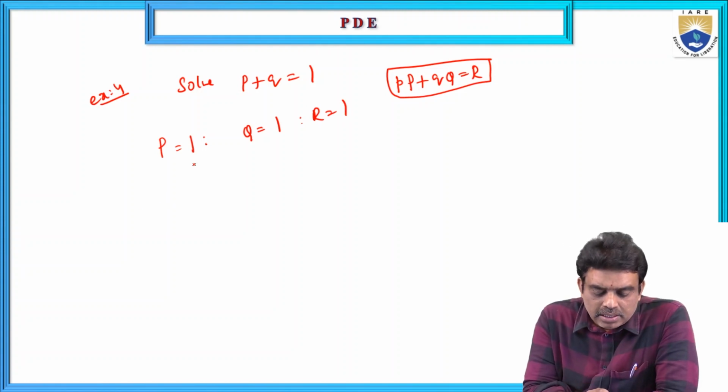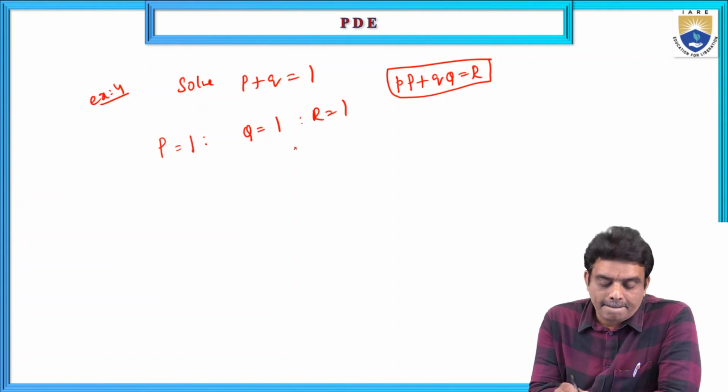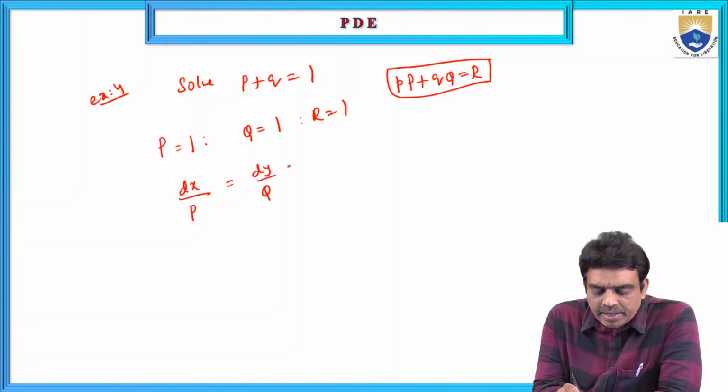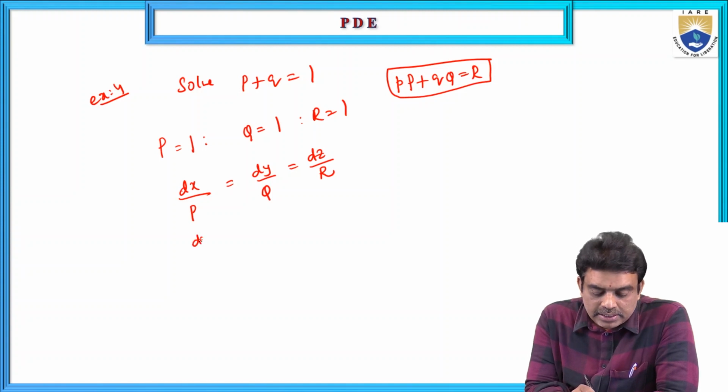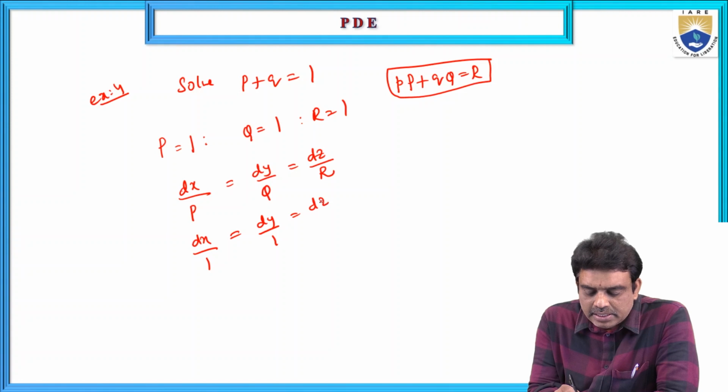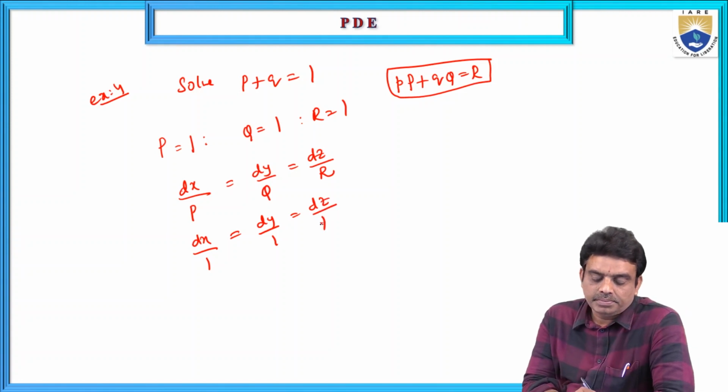Then what are the equations? Lagrange's equation: dx by P is equal to dy by Q is equal to dz by R, or this is dx by 1 is equal to dy by 1 is equal to dz by 1.